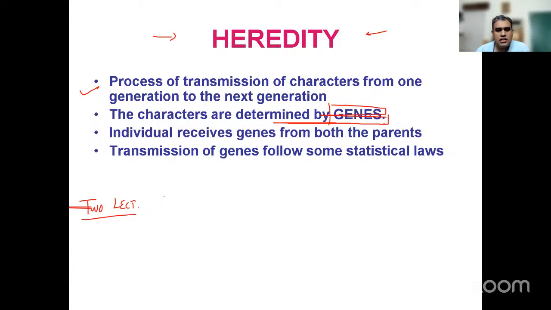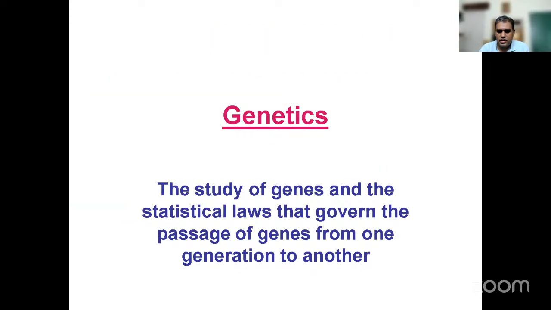An individual receives genes from both parents. We discuss this in embryology also: fertilization, gametogenesis, meiosis one, meiosis two, and the transmission of genes follows some statistical laws. Genetics is the study of genes and the statistical laws that govern the passage of genes from one generation to the other. That is genetics.